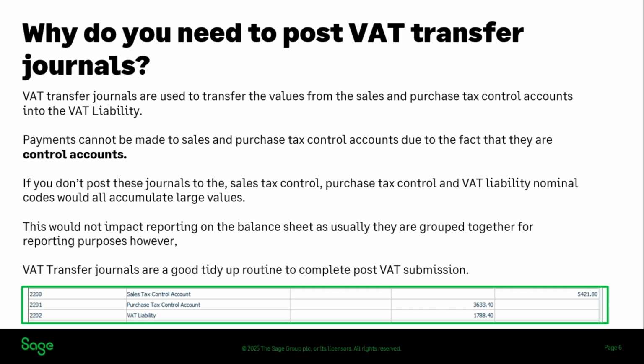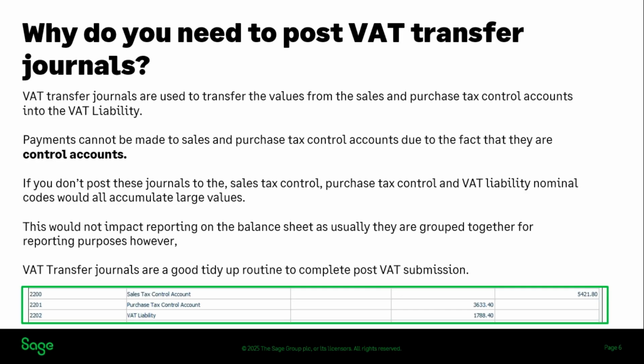So once you've done this transfer, your VAT liability should show exactly what you owe to HMRC or ROS, or you're owed from them if you find yourself in a situation where you're owed a refund. As I mentioned, you can't make a payment directly to a sales or purchase tax control account, because they're control accounts. So you do need to move the balance across.